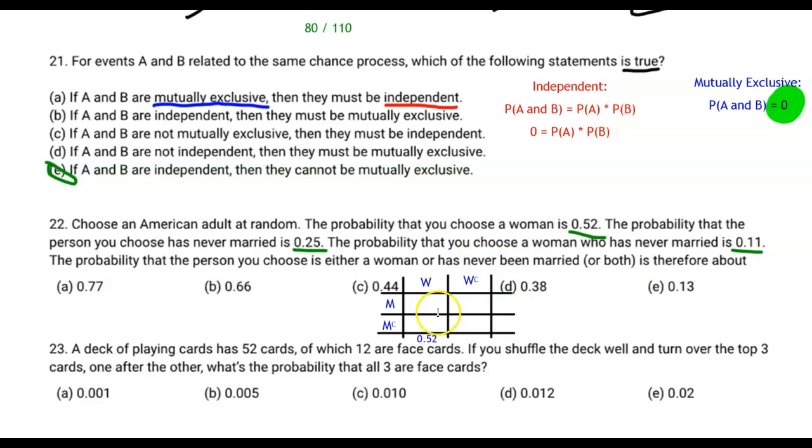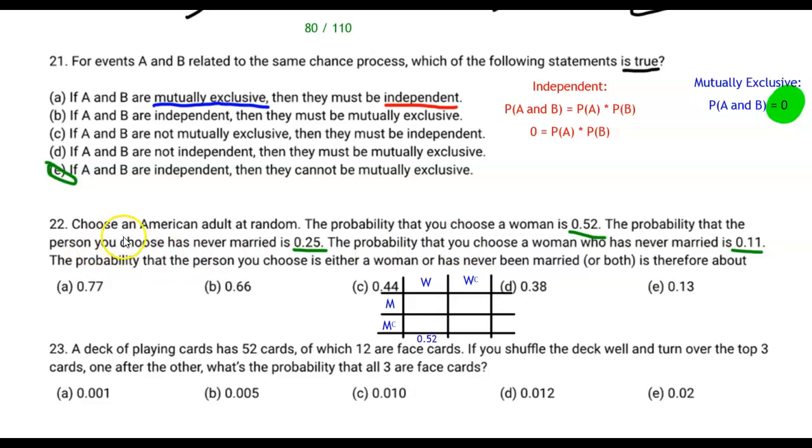The way you should start thinking about this problem is by using a two-way table. You could use a Venn diagram, but I already drew one, so let's think about two-way tables for a moment. I set it up as either woman or the complement of woman, and either married or the complement of married. I'm sure you could figure out the alternatives. All right, so it says the probability that you choose a woman is 0.52, so that goes down here.